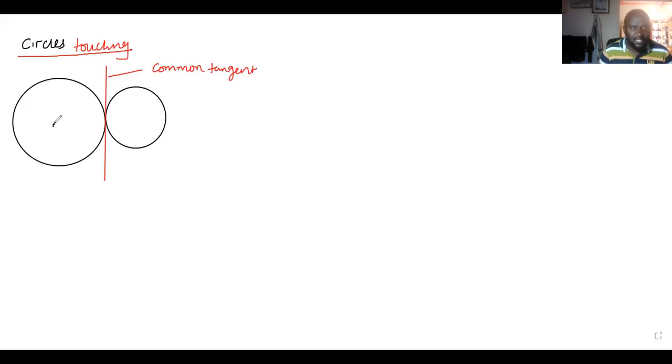Remember, the first circle can have a center C1, the other a center C2. Last time I talked about the distance between the centers: the radii should not be the same, but should be added together to give us the distance C1C2. Now I want to show you another condition to prove that these circles are touching externally. The first method we had seen was C1C2 is equal to R1 plus R2. This showed that they touch externally.